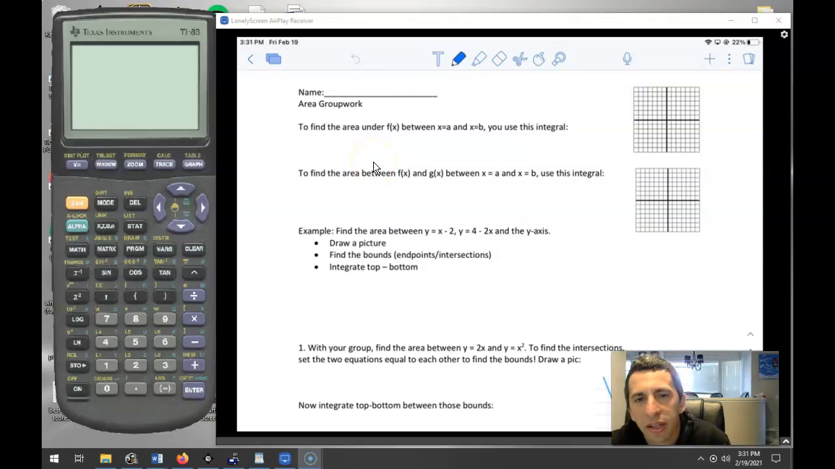All right, guys, and welcome back. So in this lesson, we're going to be talking today about how to find an area between curves. So let's start with the basics.